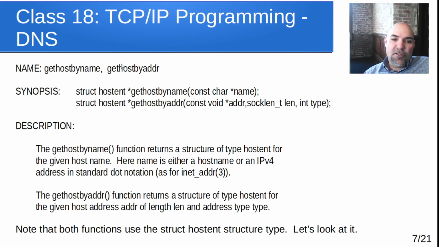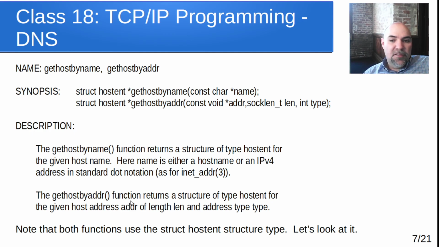And what that's going to return to us is a pointer, a struct hostent pointer. So the address of one of these hostent structures. So the description says the get host by name function returns a structure of type hostent for the given host name. Here, name is either a host name or an IPv4 address in standard dot notation. So notice get host by name, you can also pass in the numbers and dots notation into that.